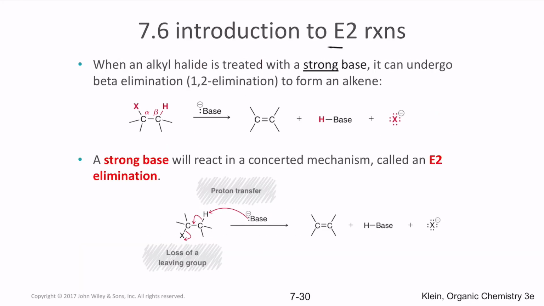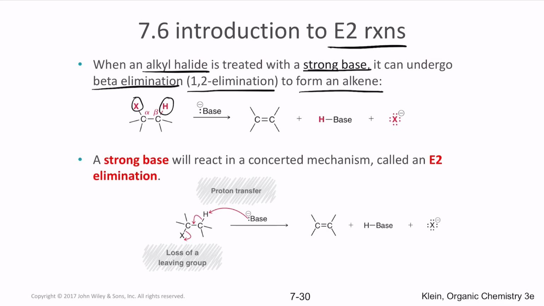Next, let's discuss the elimination reactions. Let's start with E2 reactions. When an alkyl halide is treated with a really strong base, what will happen? It undergoes what we call beta elimination, which is alpha-beta elimination. So it undergoes 1,2 elimination to form an alkene. What happens in this reaction? You have the alpha carbon, which is connected to the halogen, and a beta carbon that's connected to a proton.